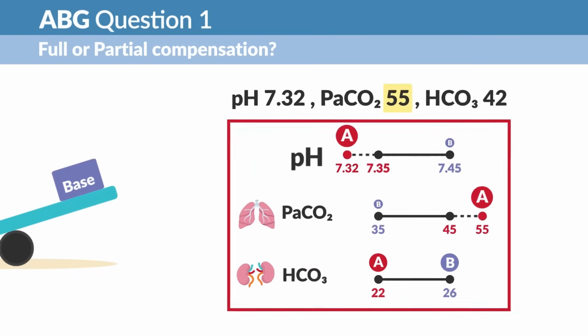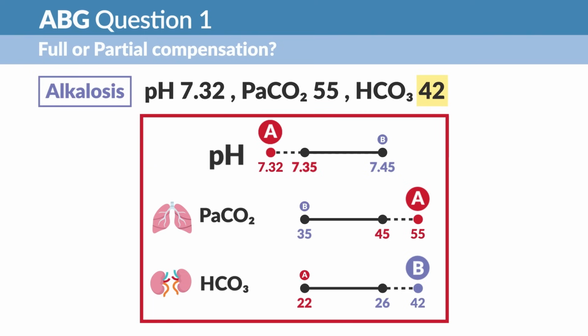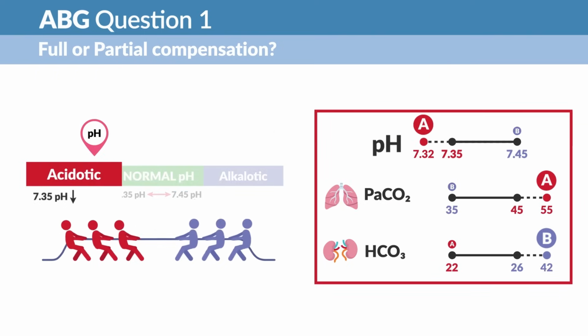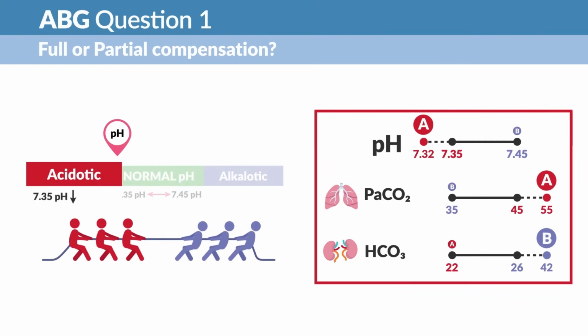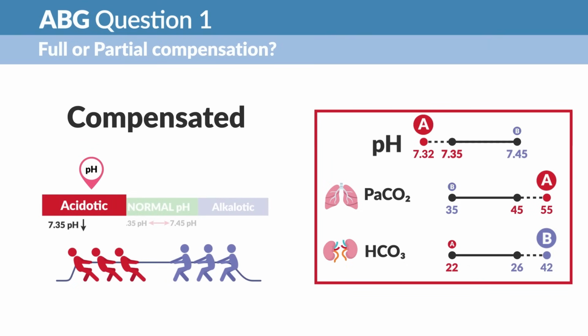Now step 3, the tricky part, compensation. HCO₃, our bicarb, is 42. So we have a high base. The body is trying to pull us out of that acidosis and back into balance. This means compensation. It's trying to work out its problems. So it's trying to find that common ground of compensation.